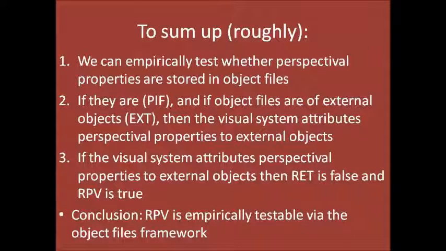So let me sum up the argument in a slide. We can empirically test whether perspectival properties are stored in object files. If they are, this is what PAF says, and if object files are of external objects, or these specific object files are of external objects, then the visual system attributes perspectival properties to external objects. If the visual system attributes perspectival properties to external objects, then RET is false and RPV is true. Conclusion: RPV is empirically testable via the object files framework, which is all I wanted to show.